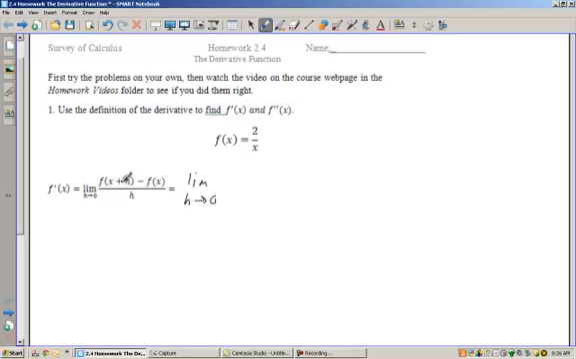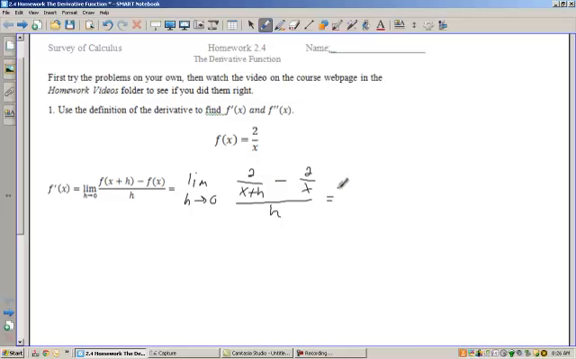It says f of x plus h. What that means is wherever you see an x, you replace it with x plus h. So this is really 2 divided by x plus h. That's f of x plus h. And then minus f of x, which is just 2 over x, all divided by h.